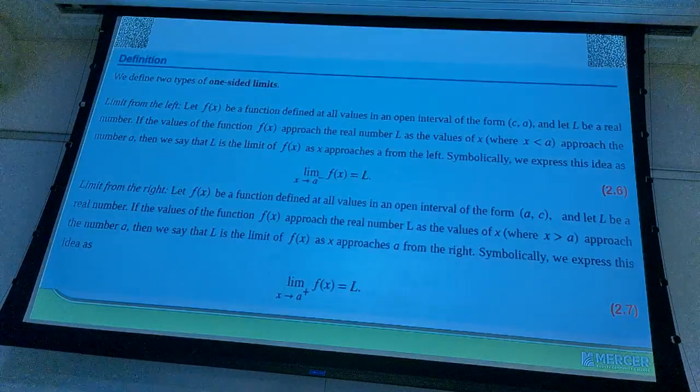We also have the one-sided limits from the left and from the right. So again, just notice the notation. A raised to the power of a negative sign means you're approaching a from the left side of a, so all your values are less than a. If it's a plus, that means we're approaching from the right of a, so all of your values are greater than a.